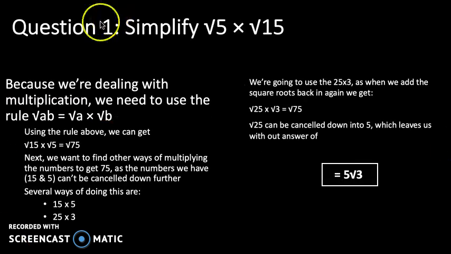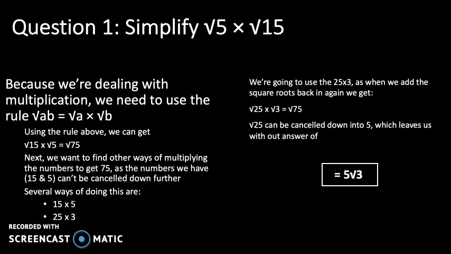So we're going to start with a really easy example, which is: simplify the square root of 5 times the square root of 15. So we're going to use the multiplication rule we mentioned just before, which is the square root of ab can be written as the square root of a times the square root of b. So we're going to use the rule above, and we get that the square root of 15 times the square root of 5 gives us the square root of 75.